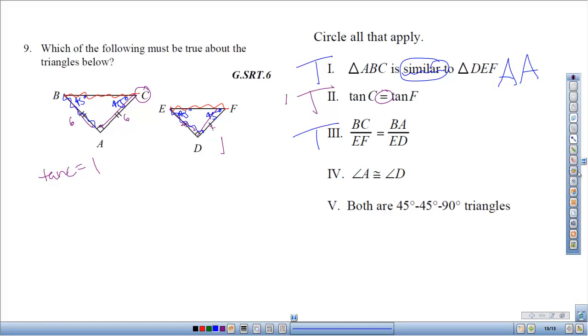Okay, my triangles are getting really ugly now. Maybe I'll erase them up a little bit. Okay, the next question was, does angle A, is it congruent to angle D? Well, yeah, they're right angles. That's true. And are both of them 45, 45, 90 triangles? Well, yeah, they are. That's another name for the isosceles right triangle. So in this particular problem, all 5 of those statements are true.